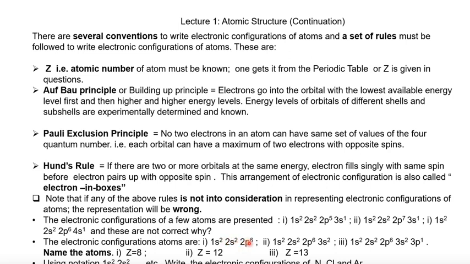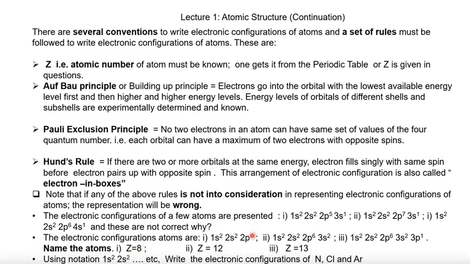So here we have 10 electrons. No, 10 electrons. Is it? So 6, 10. So it should be 10, not 8. Z is equal to 10. And then here it is 12, and then it is 13. So we have to go to periodic table and find out what 10 means, and what 12 means, and what 13 means.